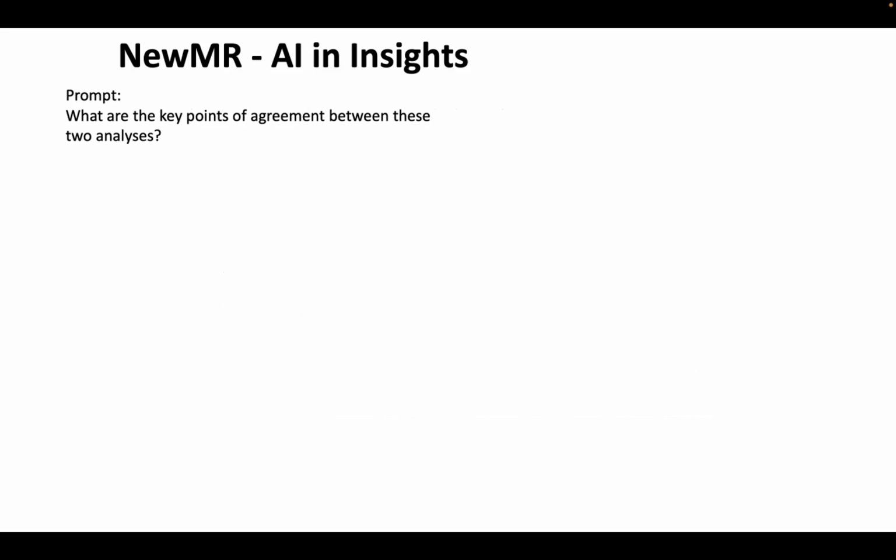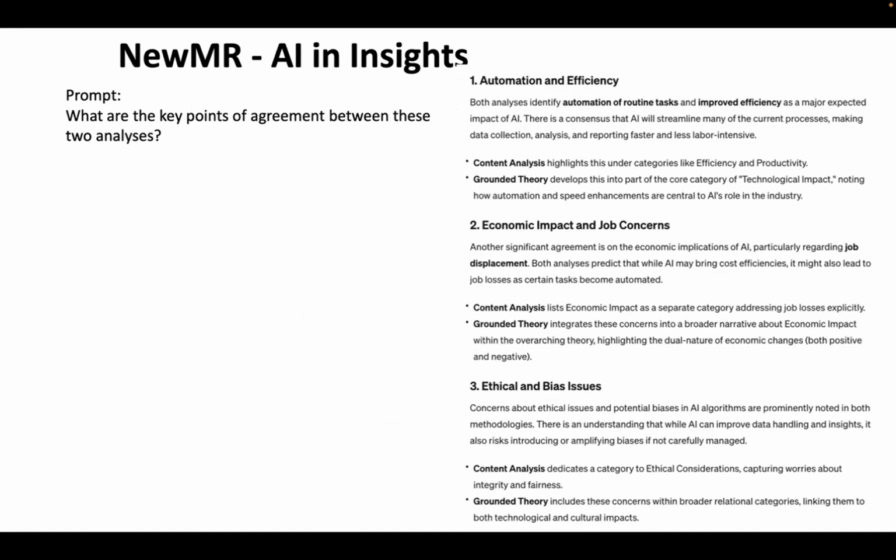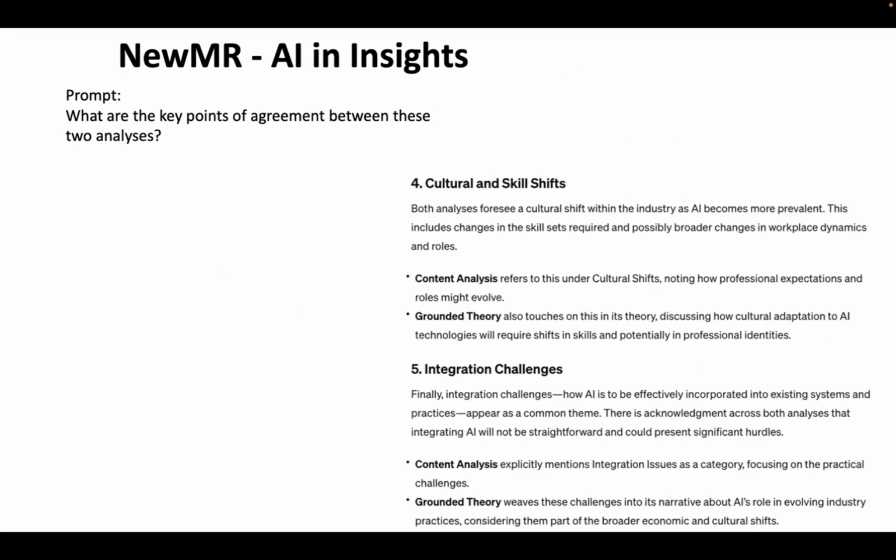I then have a couple of things which I do a lot. So I ask it, what are the key agreements between these two, between content analysis and between grounded theory? And it says they both talk about automation and efficiency. They both talk about economic impact. They both talk about ethical bias. There are other things they've got in common.